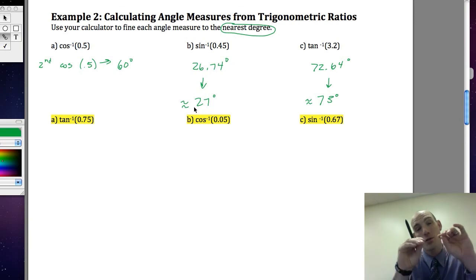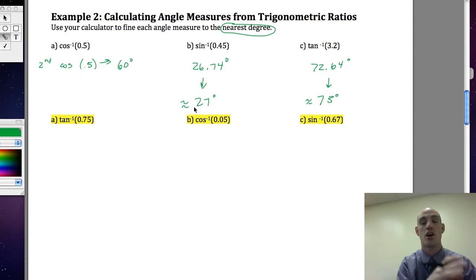The next step to this is to apply it overall to the triangle to find the angles and the sides. We're going to do that next time.